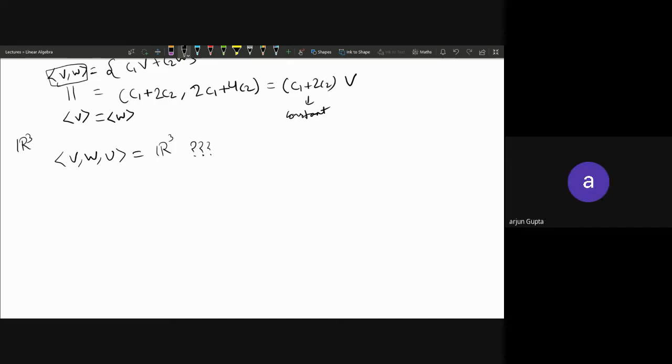This is true if and only if U, V, W are linearly independent. Basically, that C1, C2, C3 equation will hold exactly if and only if all are zero. So here, in the R2 case, V and W, one of them would have to be a multiple of the other, but that's not true here. For example, let's say V is 101, W is 203, and U is 001.